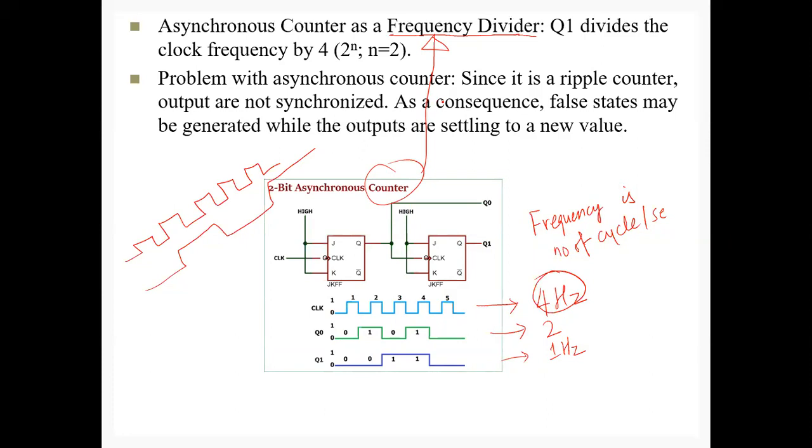So like, say in a computer, this was running, how would it account for the false states generated by not being synchronous? So how does it generate the false state? It says, as a consequence, false states may be generated. Oh, okay, this guy, right?